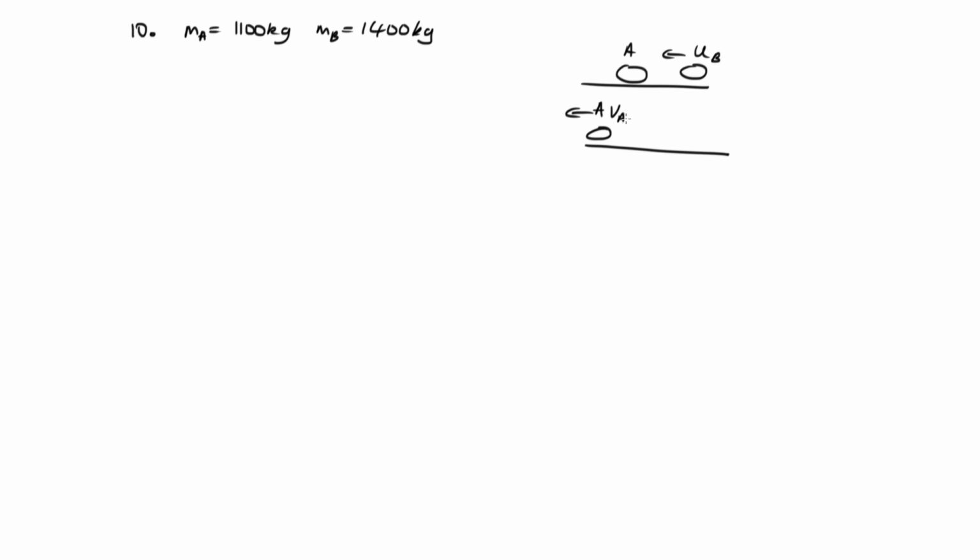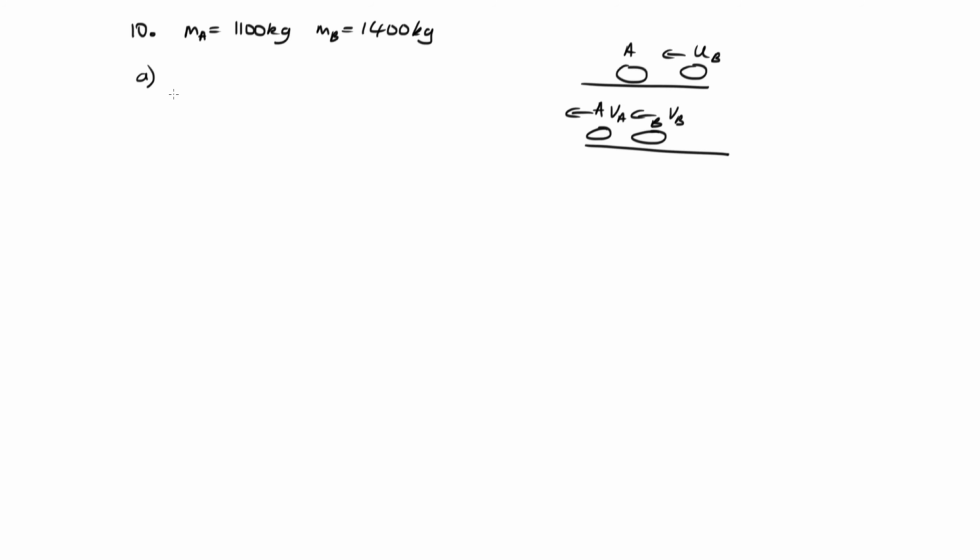Okay, this is problem 10. In this one we've got a couple of cars. The mass of car A is equal to 1,100 kilograms. The mass of car B is equal to 1,400 kilograms. So initially car A is stationary, car B comes in with some initial speed UB, then they collide, and then afterwards car A is going this way with some final speed, and car B is going this way with some final speed, and they come to rest due to the friction on the road.